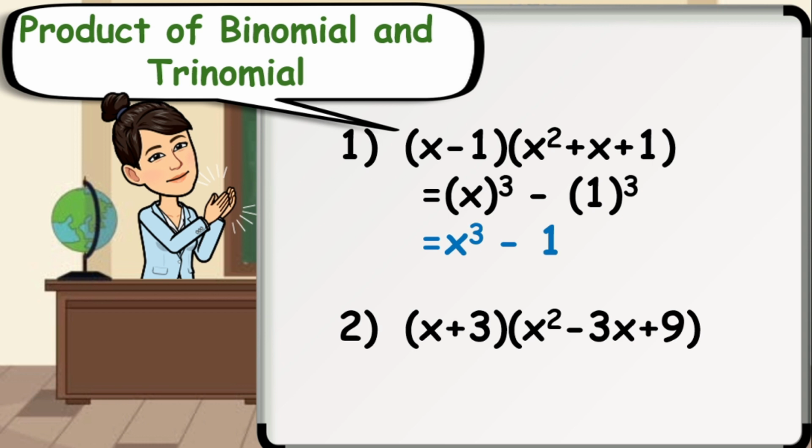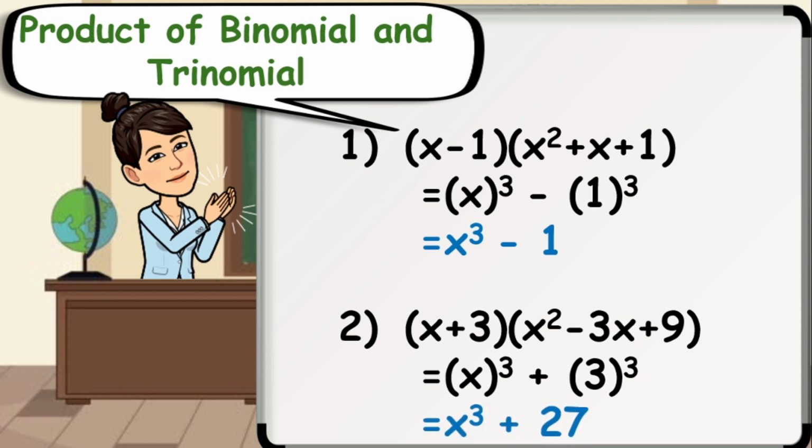Thus, we will just get the cube of our first term, which is x cubed, plus the cube of the second term of our binomial, which is 3 cubed. Therefore, the final answer is x cubed plus 27.